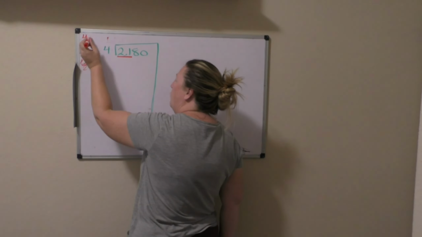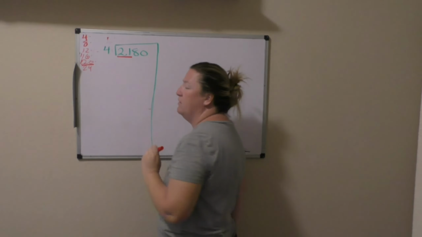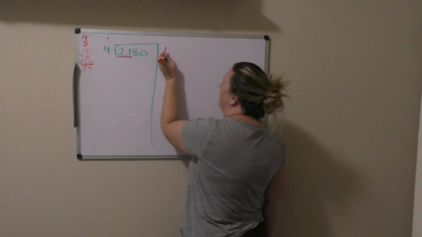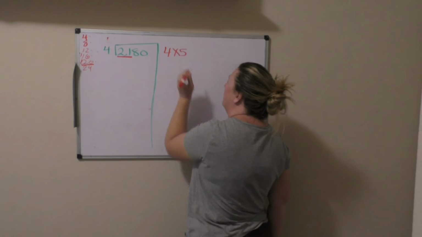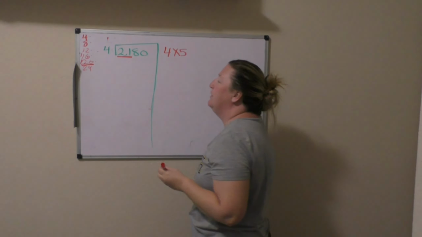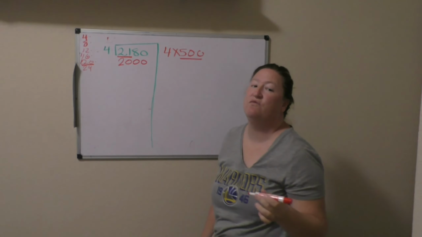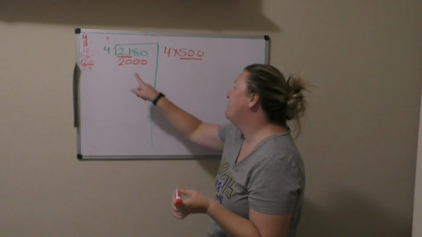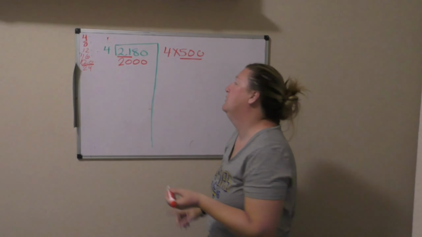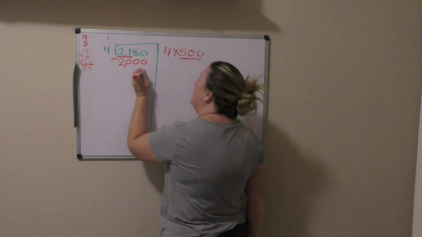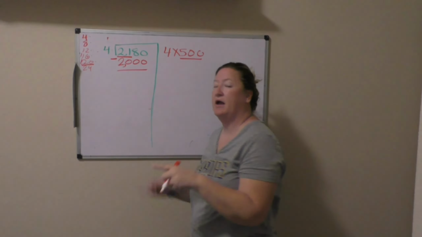And I know that 1, 2, 3, 4, 5. I know that 4 times 5 gives me 20. But I'm missing 2 placeholders. So I need to add 2 more zeros. So I'm really saying 4 times 500. 4 times 500 is 2,000. And so now I divided. I multiplied. Now I'm going to subtract.